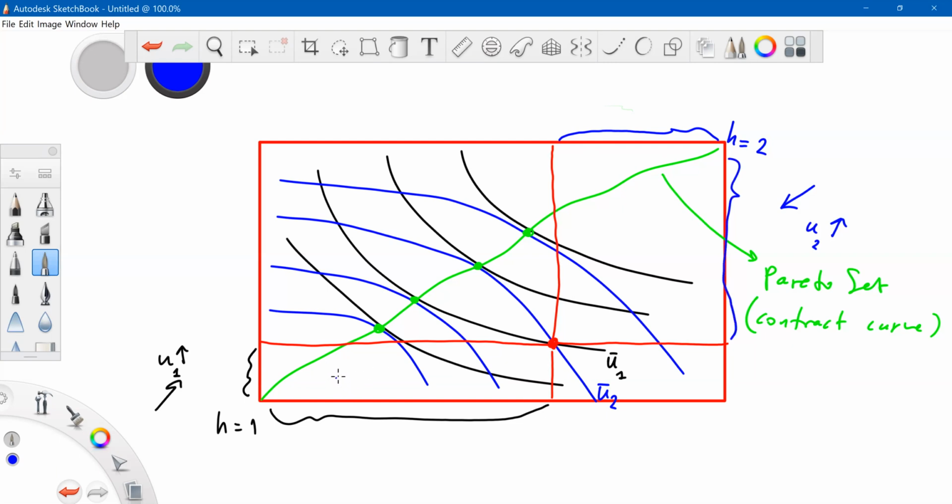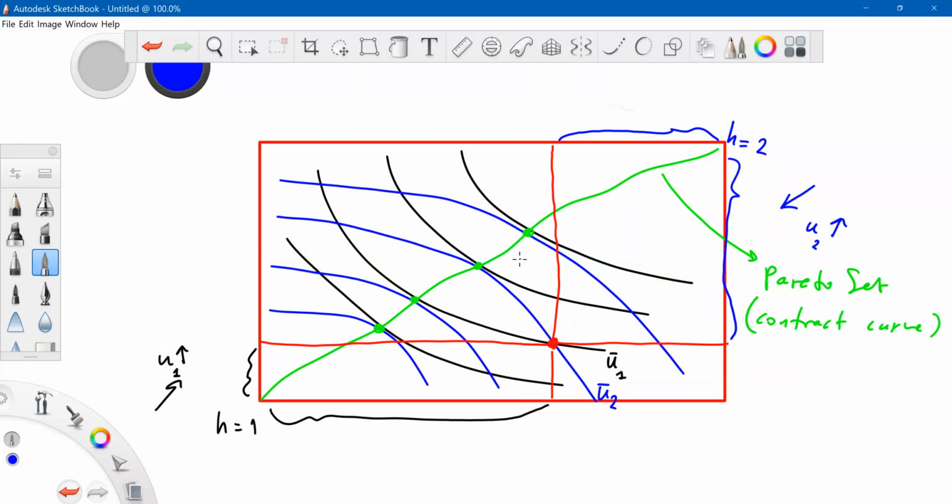But we also see something else. In the Pareto set, the slopes are identical. The slopes are equal. So across the Pareto set, the marginal rates of substitution are basically equal.